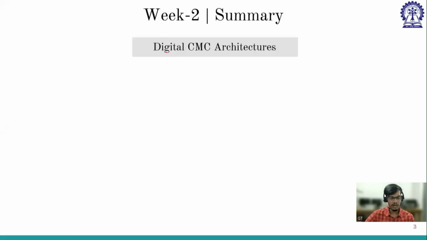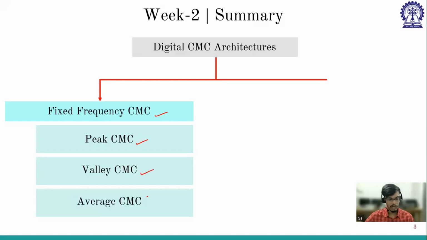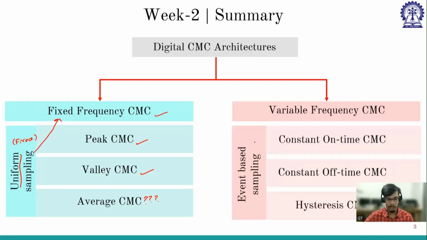Like a summary, we have discussed fixed frequency current mode control as well as variable frequency current mode control. In fixed frequency, I have discussed peak current mode control as well as valley current mode control. Average current mode control I have not discussed, but it is similar to peak and valley, everything will remain the same. Here we are using uniform sampling because this is fixed frequency. You have to remember this, because when we are doing MATLAB simulation, we'll be using uniform sampling in fixed frequency, and coming to variable frequency, we'll be doing event-based sampling.